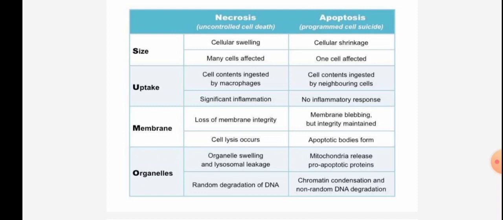In organelles, organelle swelling and lysosomal leakage occur in necrosis. In apoptosis, mitochondria release pro-apoptotic proteins. Random degradation of DNA happens in necrosis. Chromatin condensation and non-random DNA degradation appear in apoptosis. These are all the changes that happen in necrosis and apoptosis in size, uptake, membrane and organelles of the cell.